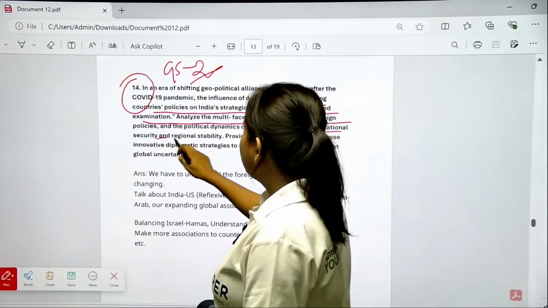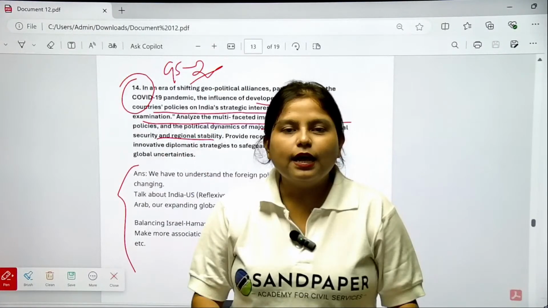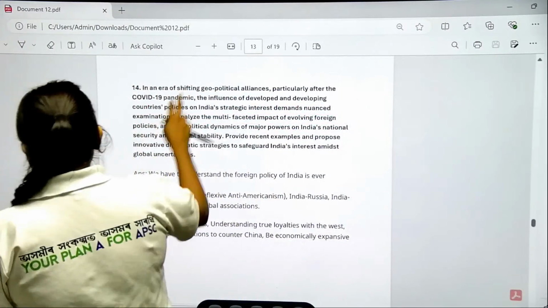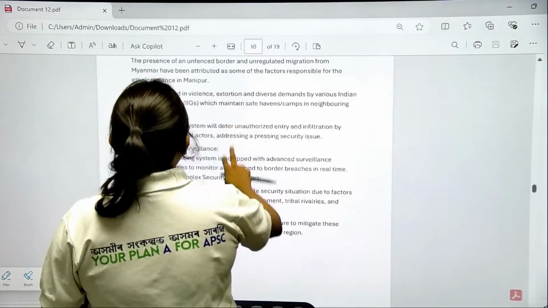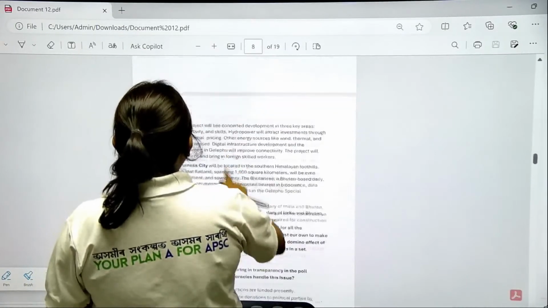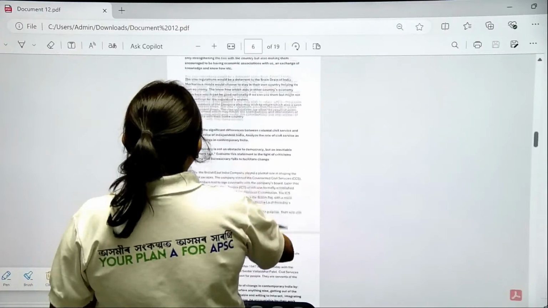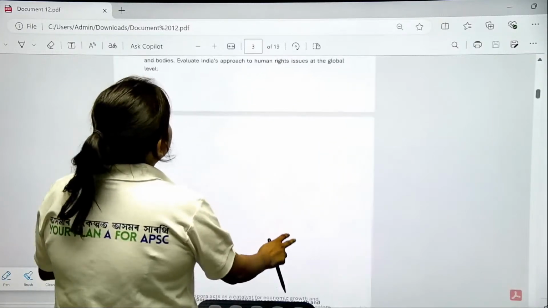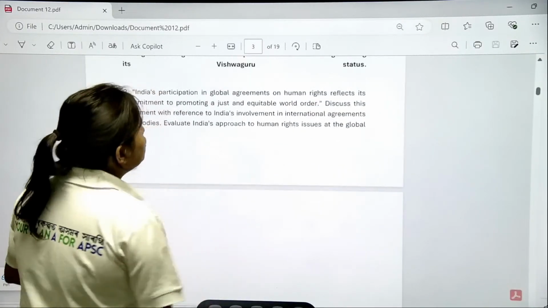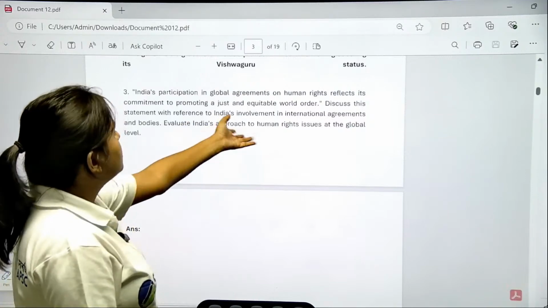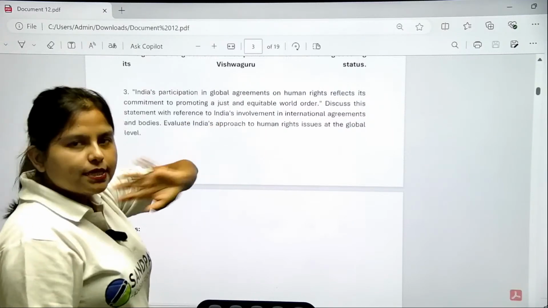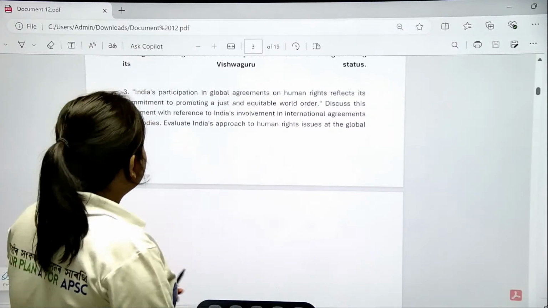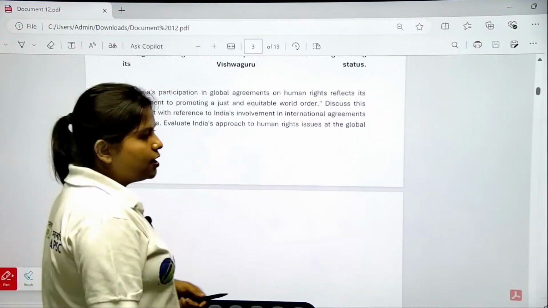I had written it, but there is one more question, question number 3. I will show you. It says: India's participation in global agreements on human rights reflects its commitment to promoting a just and equitable world order. Basically, the theme of both the questions is the same. Discuss this statement with reference to India's involvement in international agreements. So, that is about international dealing.